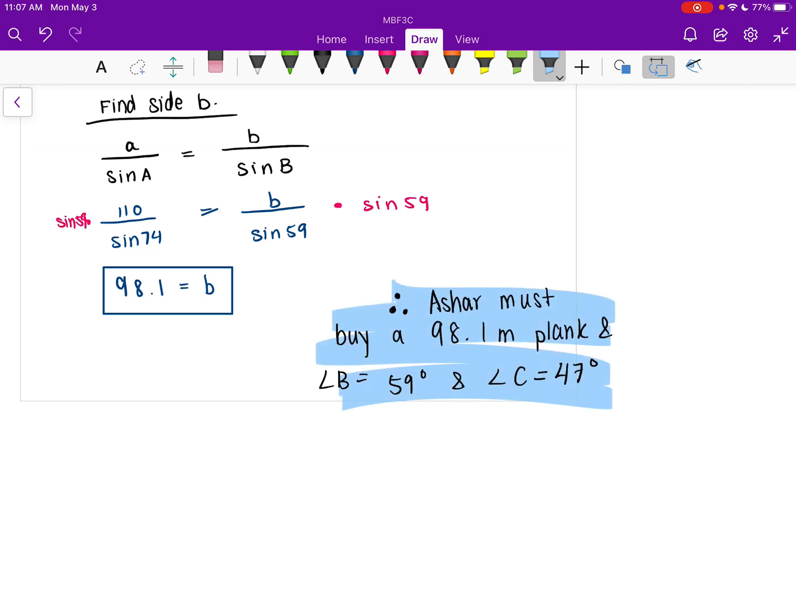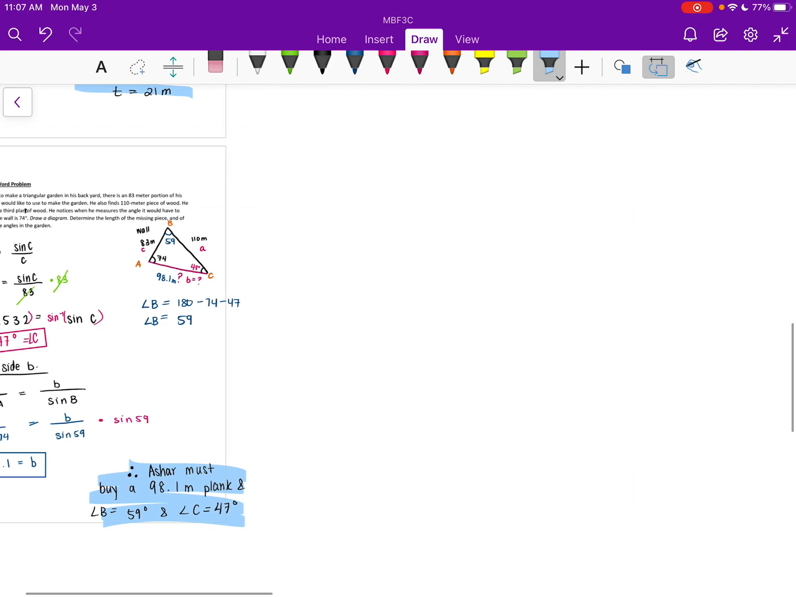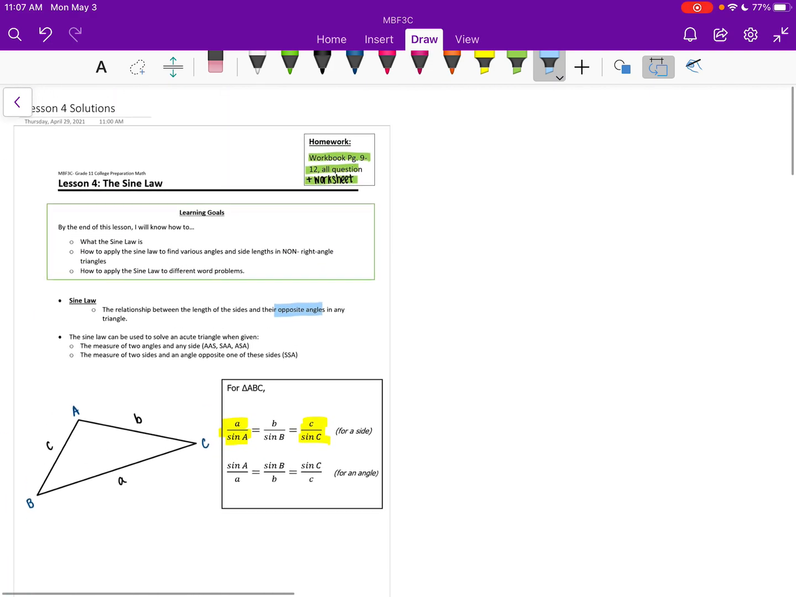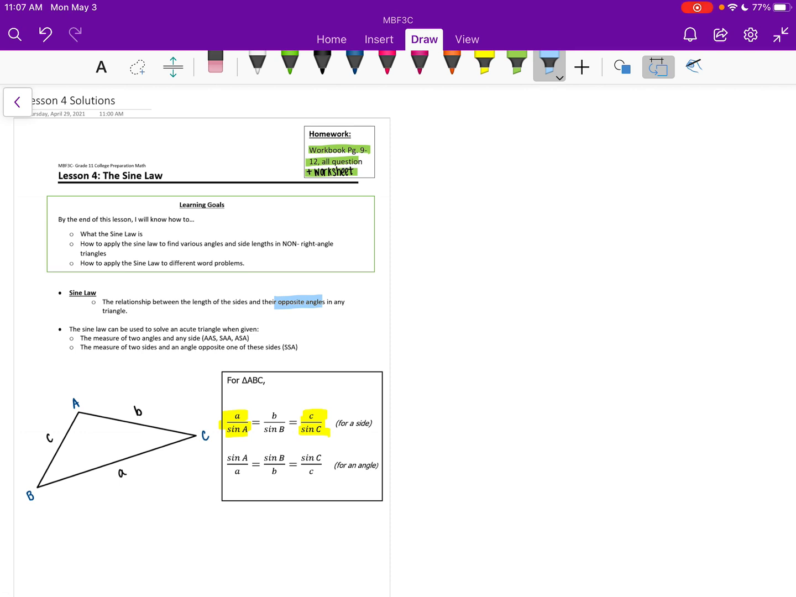And that's it. That's it for this lesson. Make sure you go through and understand how we did all of these. Sine law is a little bit easier because it's just ratios, right? So if you know one angle and you know one side, you can use that ratio to find the rest of them. The part where you need to think about it is if you don't know the angle or the side of something, then it's a little bit harder and you have to figure out a way to figure that out. Okay? So that is it for sine law.